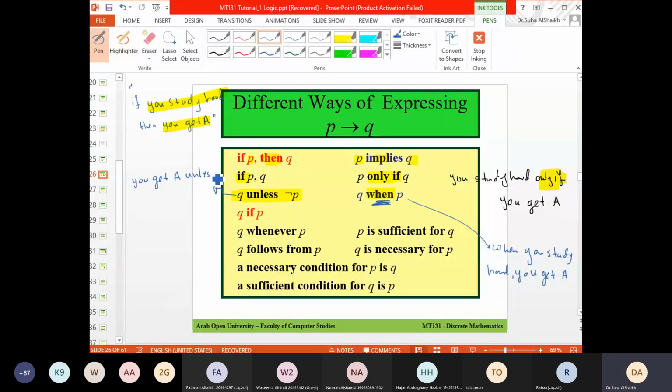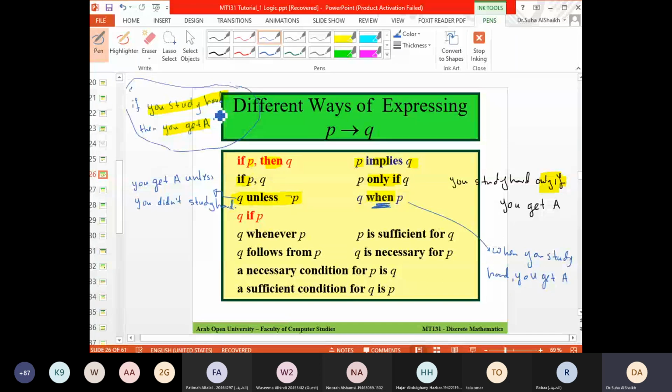Unless, and what's the P? You study hard. Unless you didn't study hard. طيب, I'm gonna ask you to do this as an exercise.